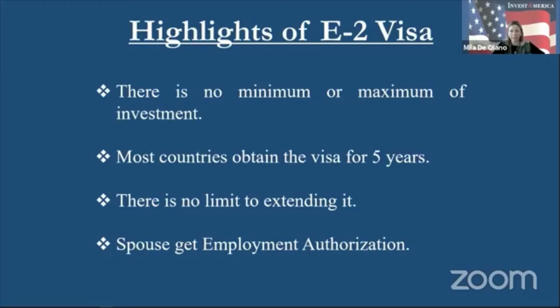What does it mean if my country, like Brazil, Venezuela, or another country that is not an E2 treaty country, what does it mean for me? What is the other route? What does it mean for me to get another CBI program citizenship?